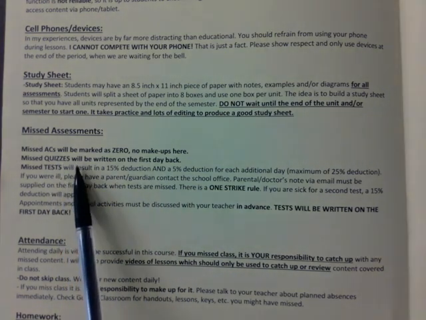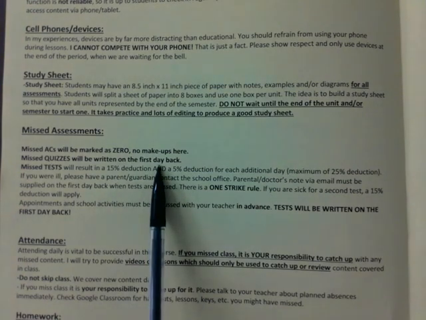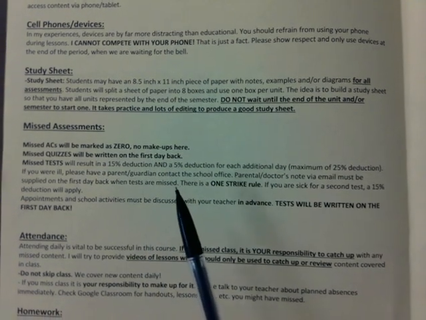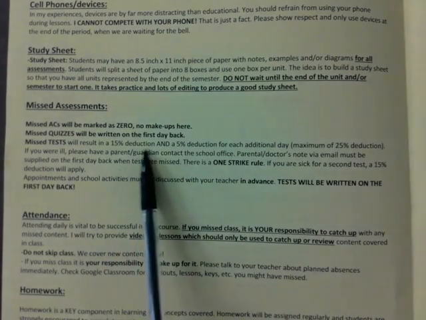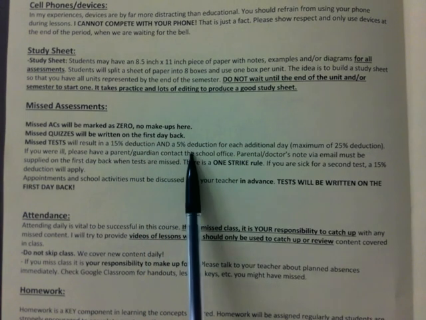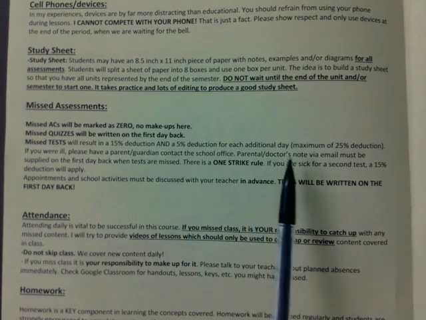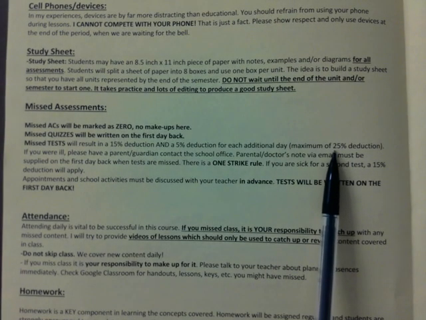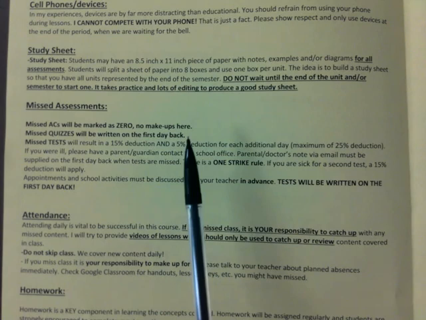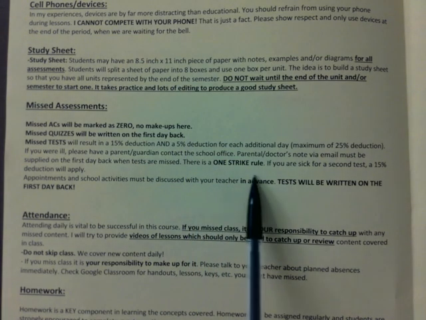A missed quiz, if it's verified, you write it on the first day back. And tests, if you do not verify it at all, 15% deduction right off the bat, and then 5% for each additional day to a maximum of 25%. Okay. However, this is a one-strike rule.